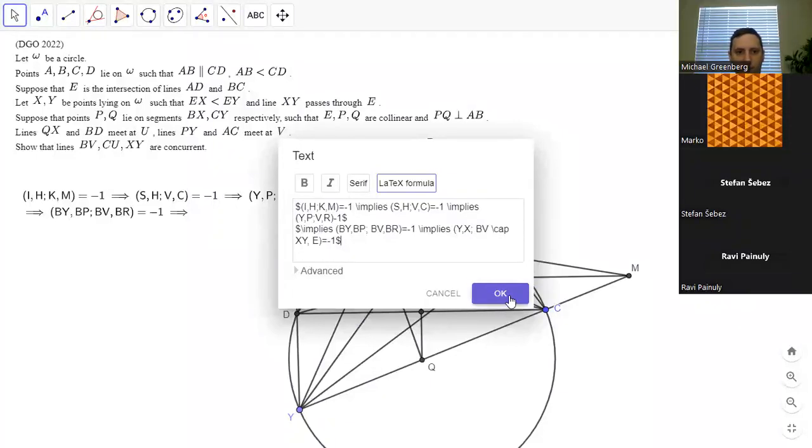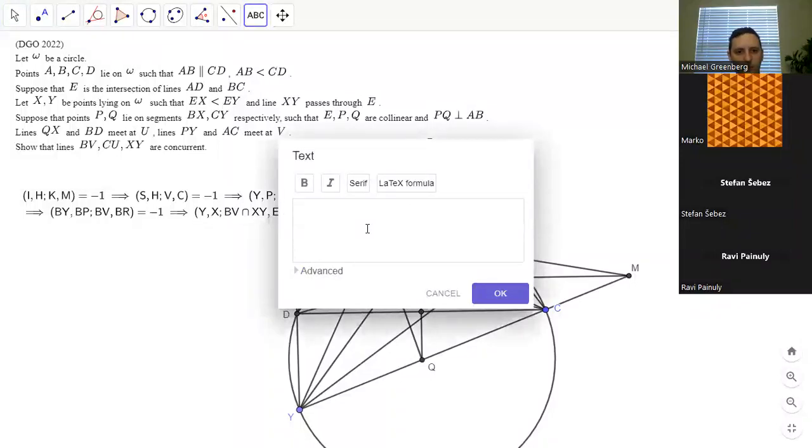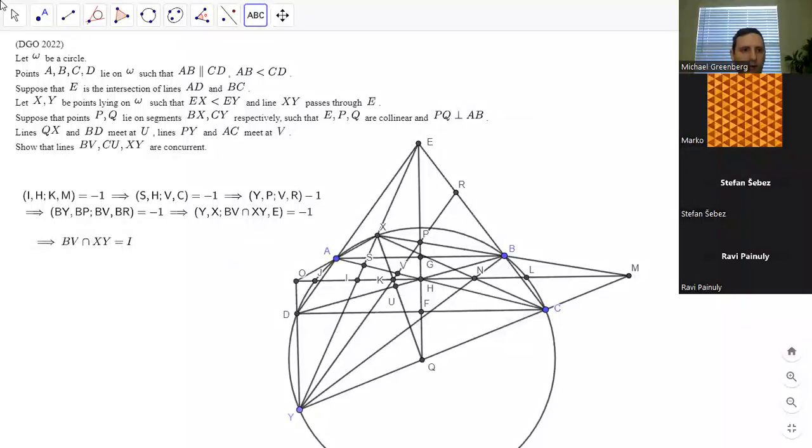Then, yeah, so I have to write out this proof in detail, but once we know this, then that means BV intersects X, Y, and I. And yeah, you guys can let me know if I'm missing something here, but I think this works. Okay, so let's write this all out.